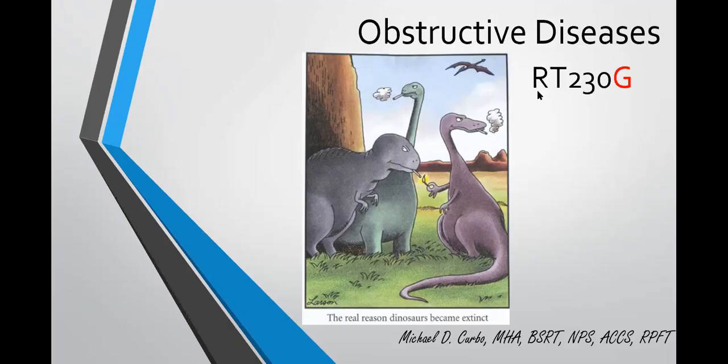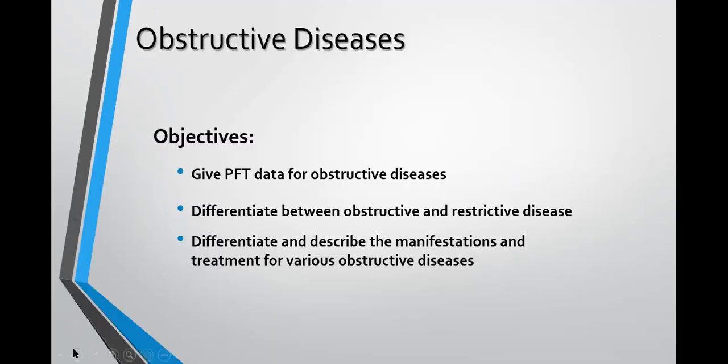Now, COPD is made up of several diseases, okay? They're made up of a list of diseases. And if you have 2 or more of the diseases, you're considered to have COPD, all right? So the objectives: you'll be able to understand some pulmonary function test data for obstructive diseases, and know the difference between obstructive and restrictive. Restrictive, you can't get the air in, and obstructive, they can't get the air out. So today we're going to focus on obstructive diseases, and tomorrow we will talk about restrictive, okay?